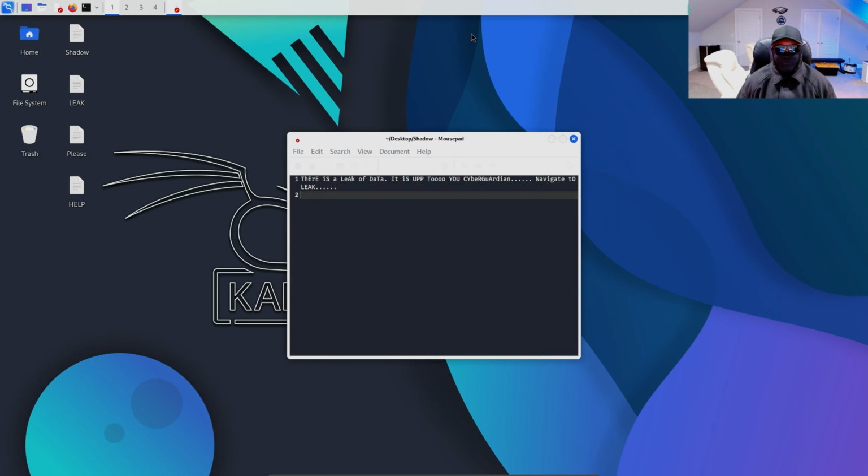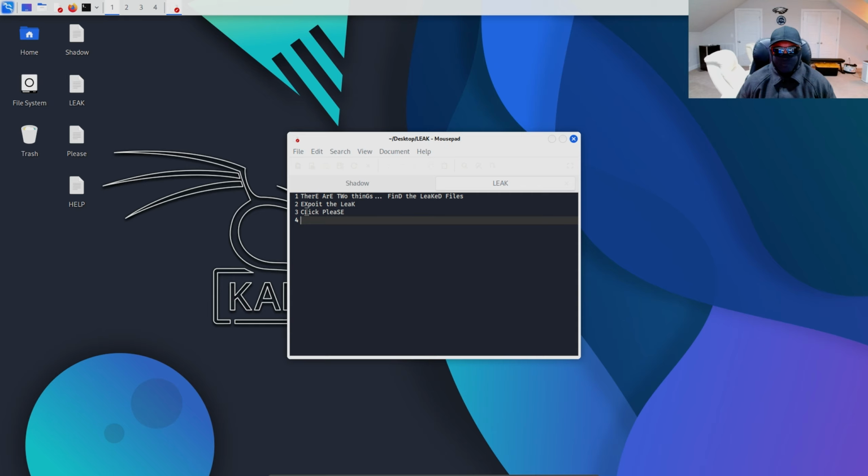So start off this one. There is a leak of data. It is up to you, Cyber Guardian. Navigate to leak. There are two things. Find the leak files. Exploit the leak. Click please. To make things easy, type these commands.